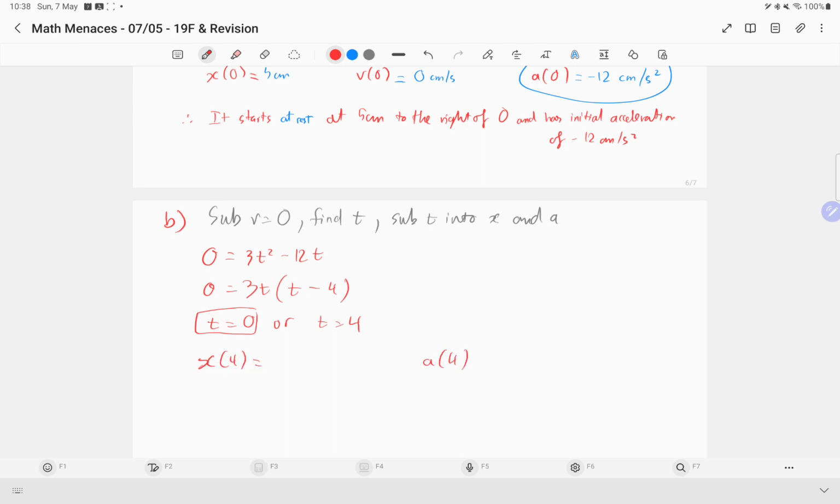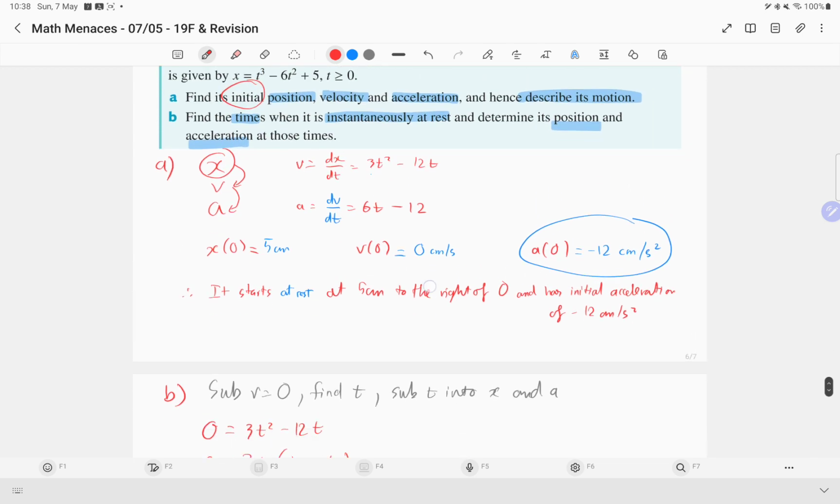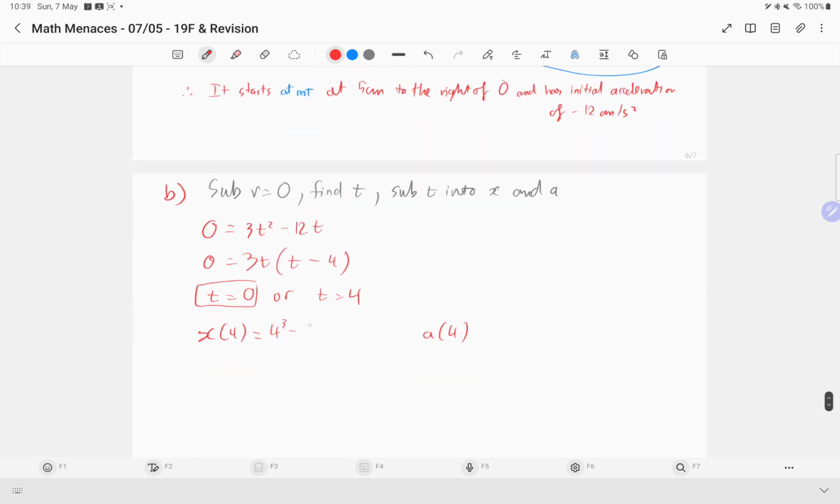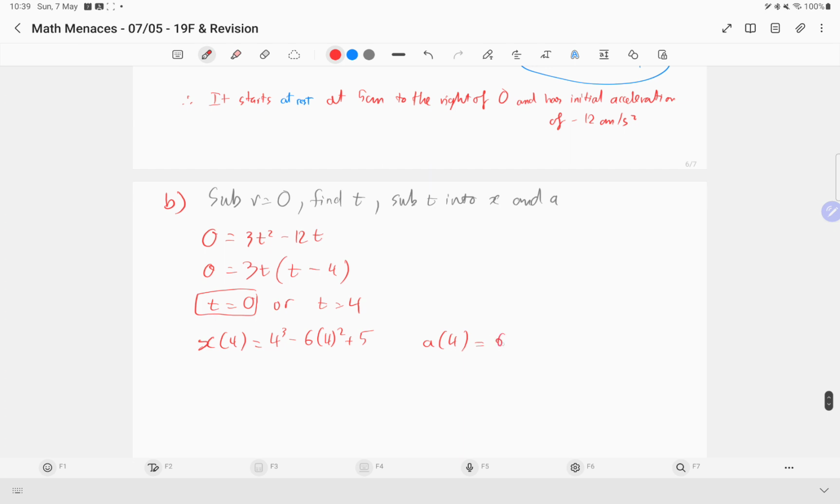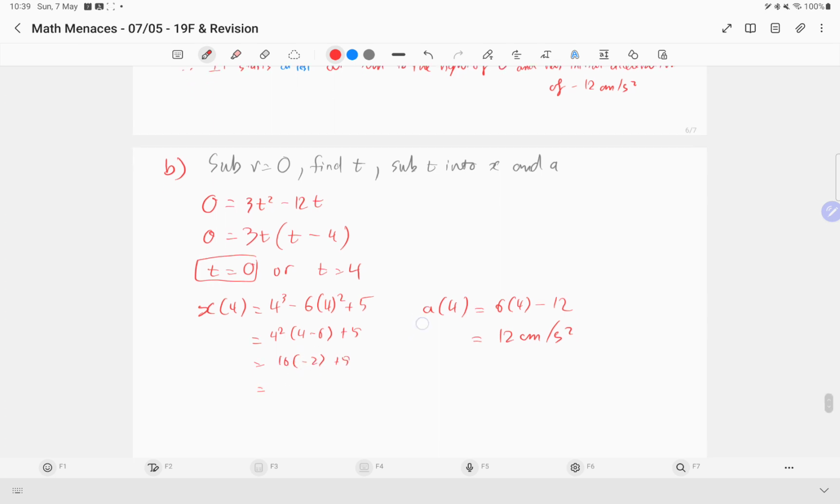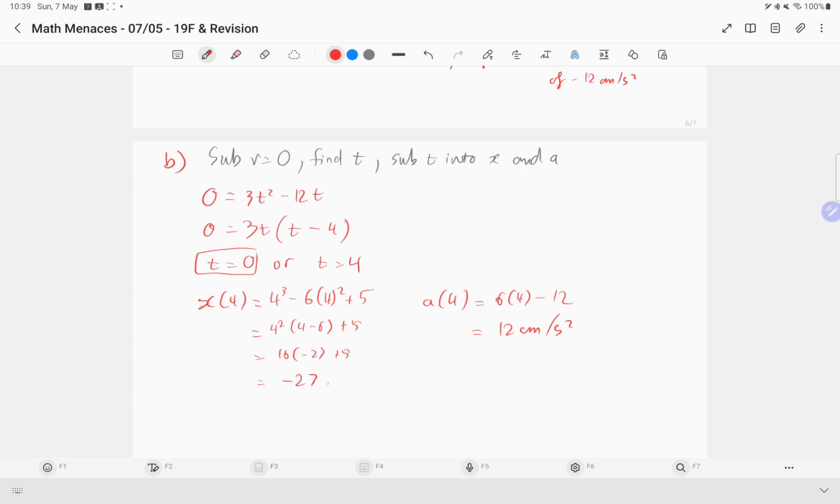That's it. So x of 4 would be, what's the x equation? 4 cubed minus 6 times 4 squared and then plus 5. Okay, and the acceleration equation is 6t minus 12, so it'll be 6 times 4 minus 12. So that will be 24 minus 12, which is 12 centimeters per second squared. And then for this one, I'll take the 4 squared out. So 4 squared times (4 minus 6) and then plus 5. That will be 16 times negative 2 plus 5. So that's negative 32 plus 5, which is negative 27.